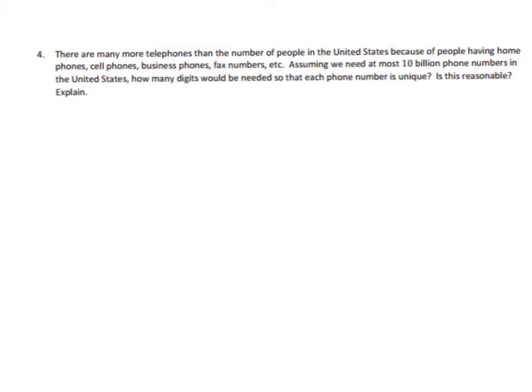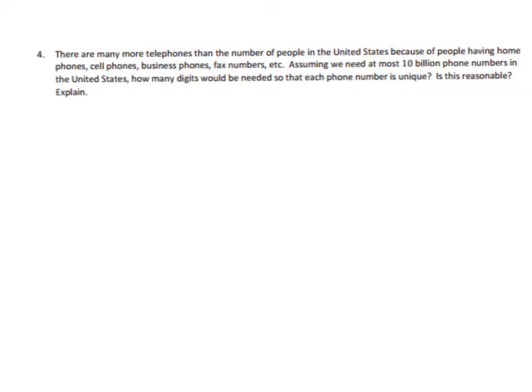So, taking off the last one, there are many more telephones than the number of people in the United States have. We got home phones, cell phones, business phones, fax numbers, all kinds of stuff, okay? Assuming that we need, at most, 10 billion phone numbers in the United States, how many digits would be needed so that each phone number is unique? And is that reasonable? So let's take a look at this.